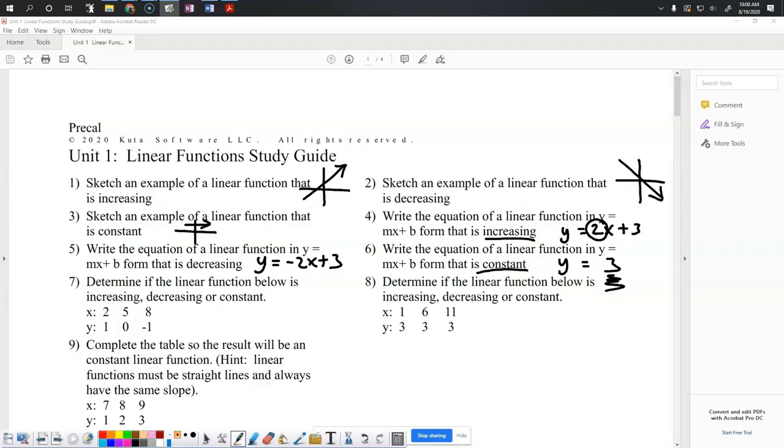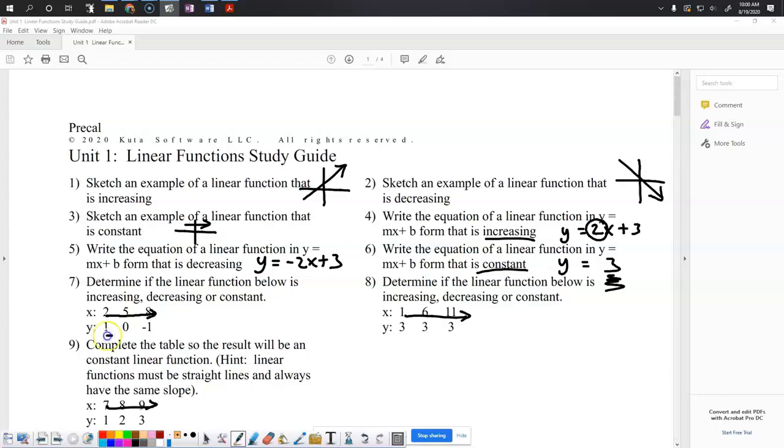Same question, but now from the perspective of tables. So determine if the linear function below is increasing, decreasing, or constant. So we can kind of ignore the x values. Now, just as a side note, what I'm about ready to tell you only applies if your x values are getting bigger from left to right. But that's all I'm going to give you for now. All 3 of these problems, the x values are increasing, so that doesn't matter. So what you really want to look at is what's happening with the y values. Are the y values getting bigger or smaller as we move to the right?